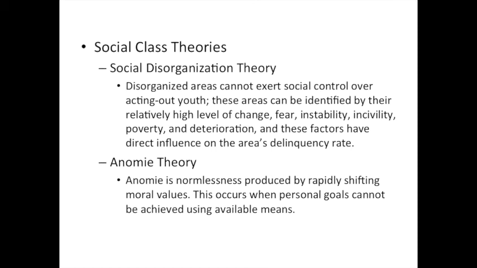For example, he values education. A person values, what do we call this? Honesty. If a person cannot reach his goal, for instance, he is a father, he is a provider, and he has these values, that he values education, he values honesty, and because of the inability to achieve his goal, which is to be a provider, he now shifts from being honest into dishonest.